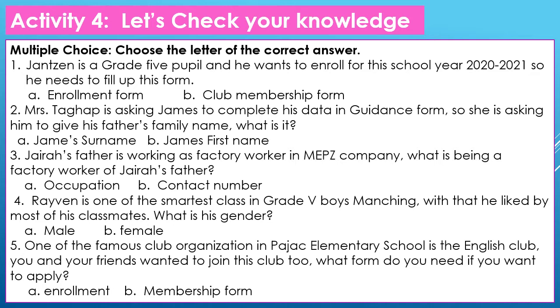Number 3, Jaira's father is working as factory worker in Met's company. What is being a factory worker of Jaira's father? A, occupation, or B, contact number. Number 4, Raven is one of the smartest class in grade 5 boys mentioned. With that, he is liked by most of his classmates. What is his gender? A, male, or B, female.